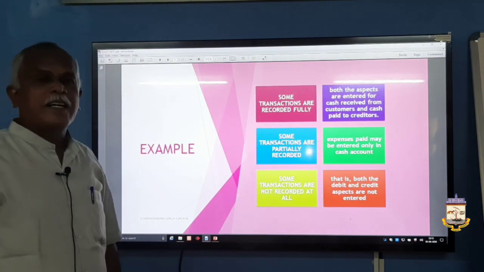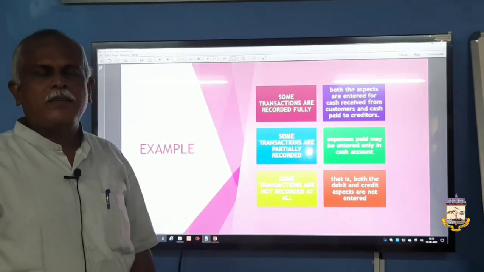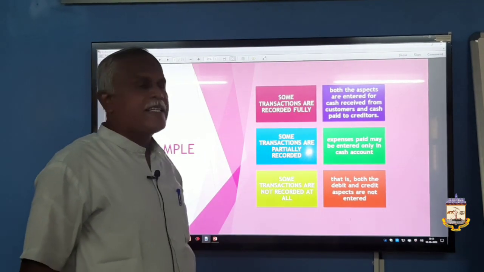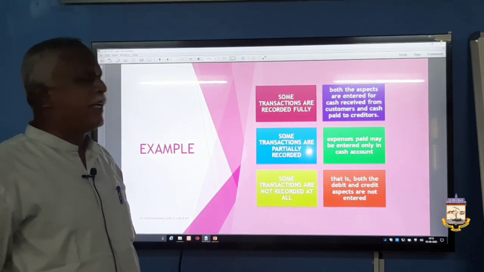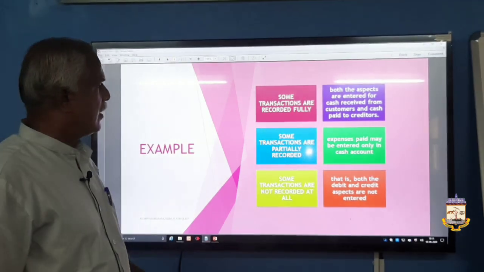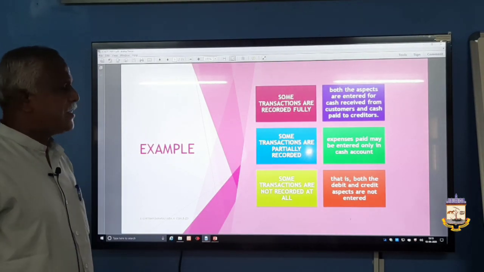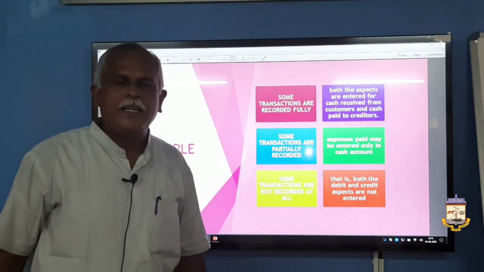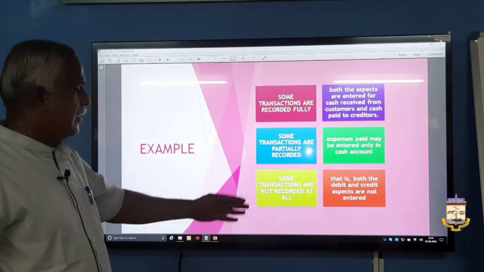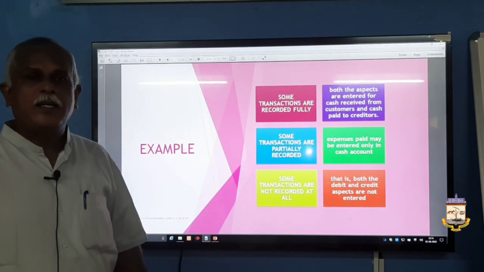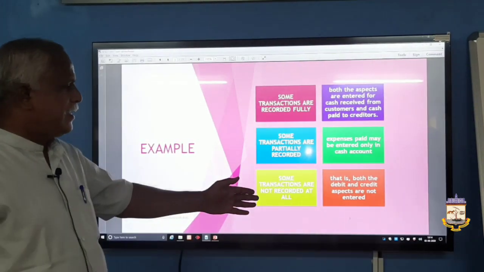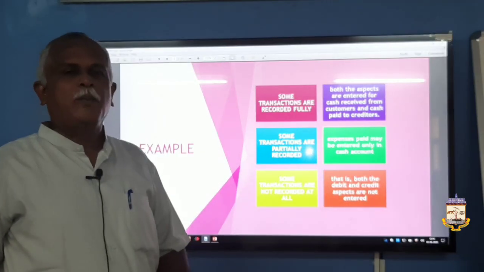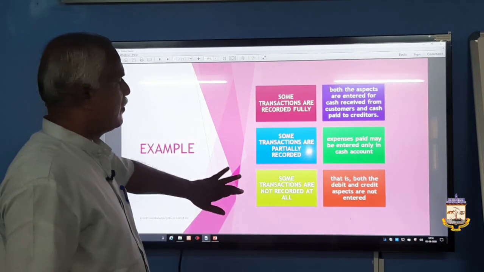Some transactions are recorded fully. In incomplete records, we record some transactions fully, for example, cash received from customers and cash paid to creditors. Some transactions are partially recorded, like expenses paid, which are recorded in the cash book alone. Some transactions are not at all recorded. What are they? Sometimes both the debit and credit aspects are omitted to be recorded.